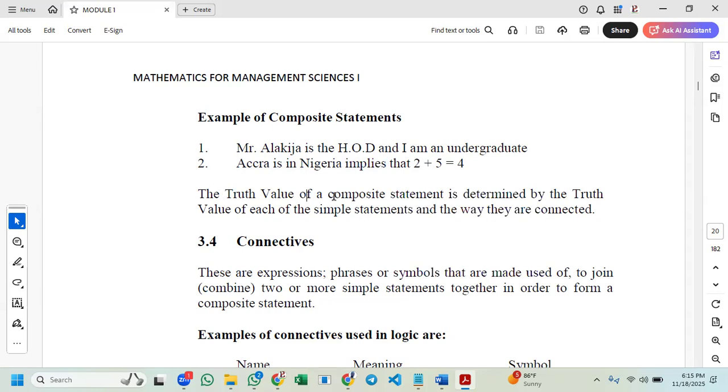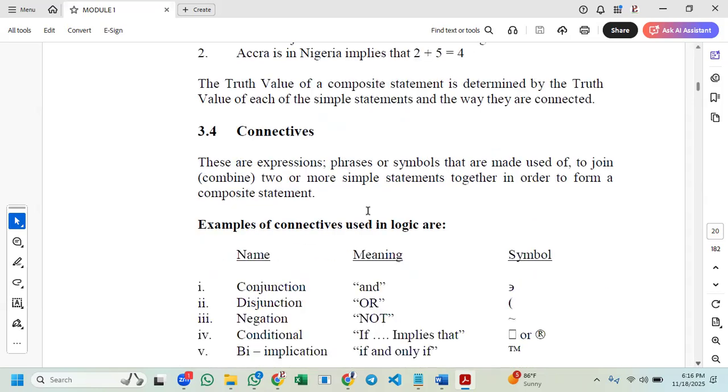Now, the truth value of a composite statement is determined by the truth value of each of the simple statements and the way they are connected. What we mean is that the end result, whether this statement will be true, is determined by the individual statements that are connected together. So that is what this statement means. And next we'll be going to connectives. I've been mentioning them. We have a lot of them, so we are going to study them.